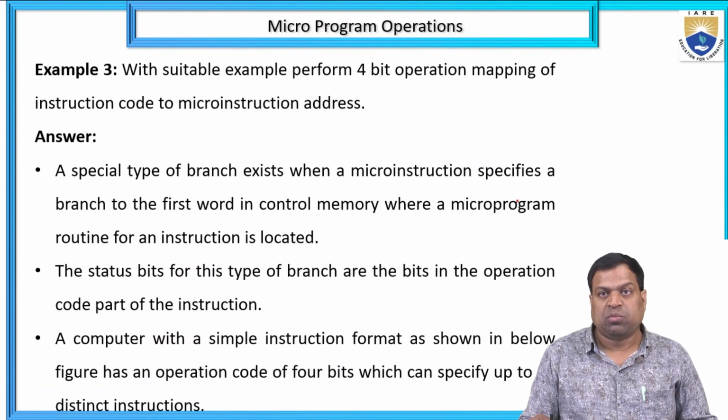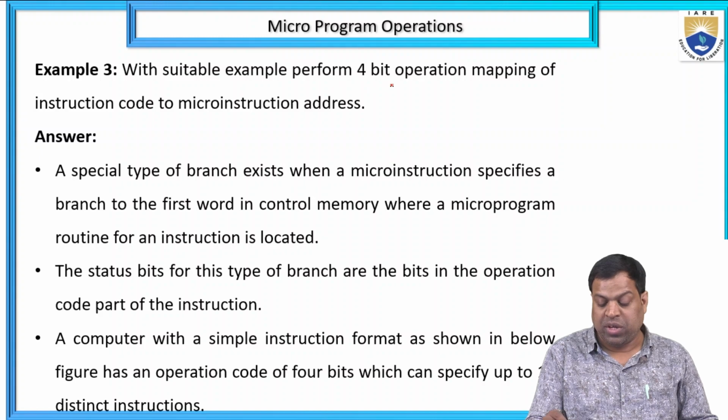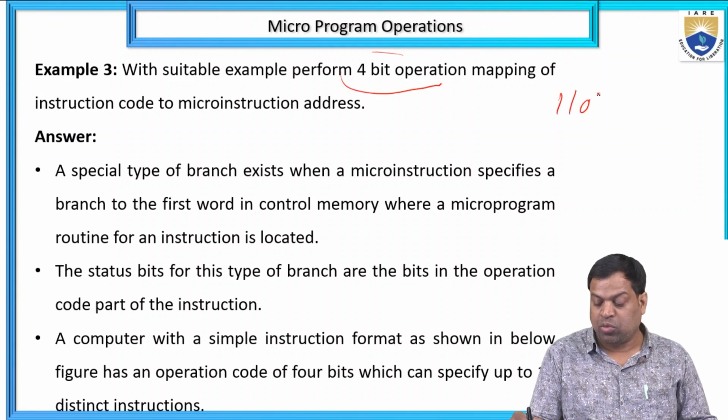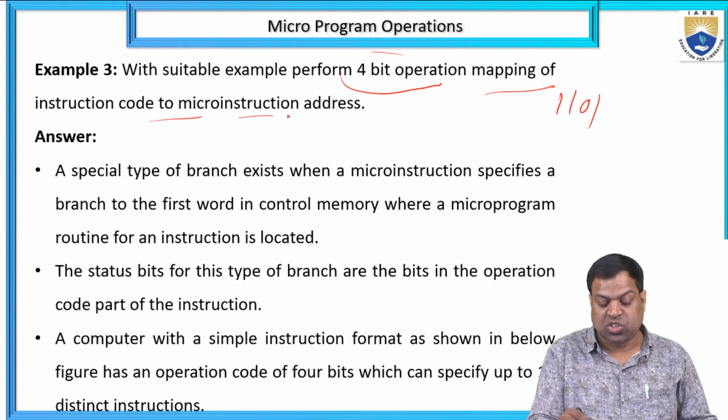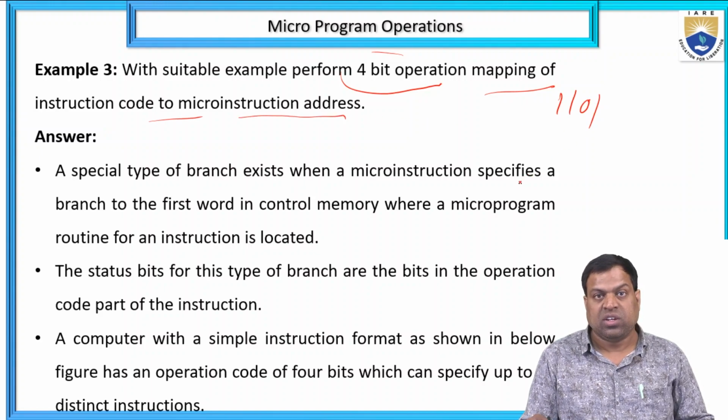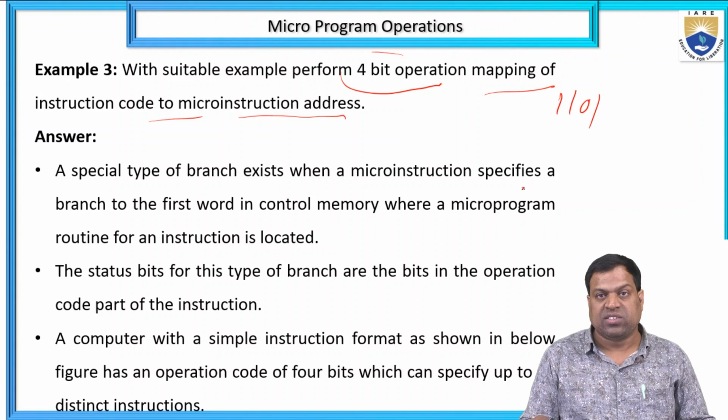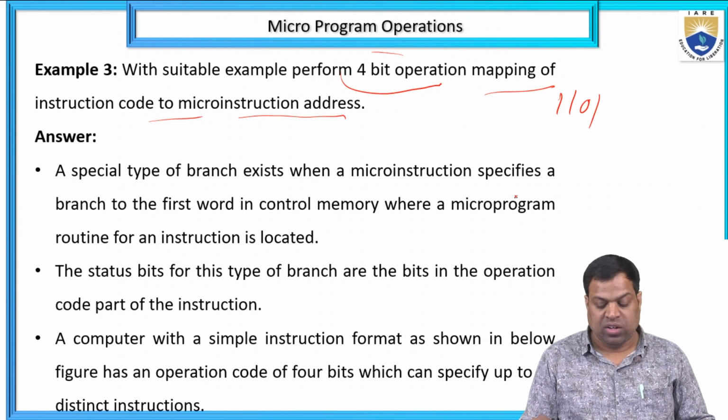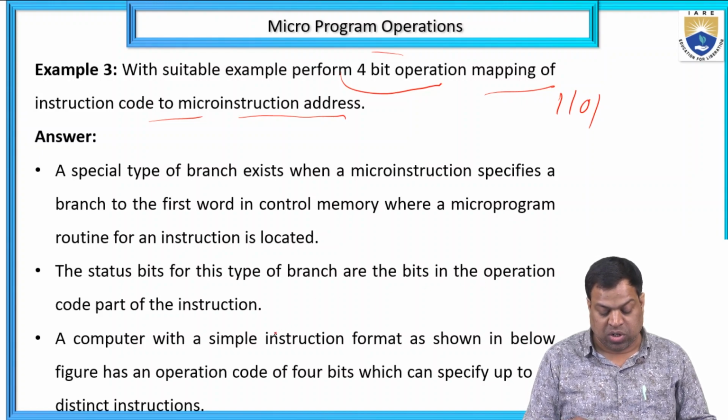Example 3. With a suitable example, perform 4-bit operation mapping of instruction code to micro instruction address. So we are performing a 4-bit operation example with a mapping of instruction code to micro instruction address. A special type of branch exists when a micro instruction specifies a branch to the first word in control memory where a micro program routine for an instruction is located. The status bits for this type of branch are the bits in the operation code part of the instruction.